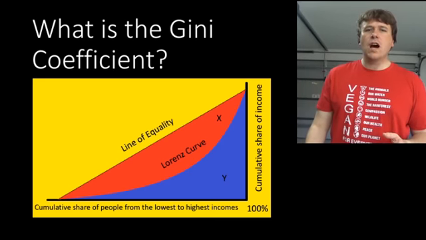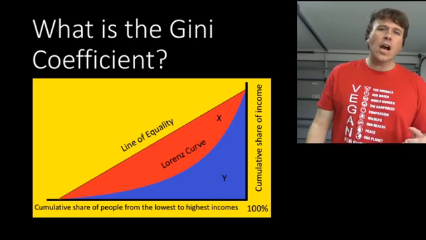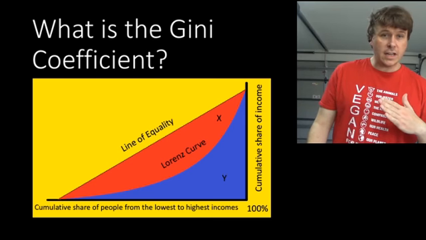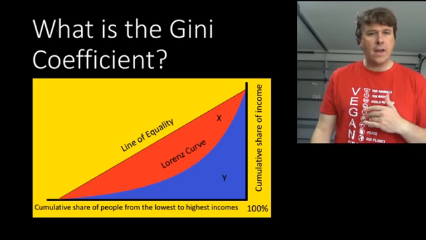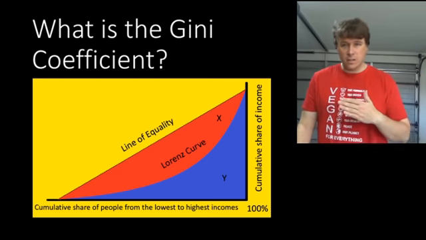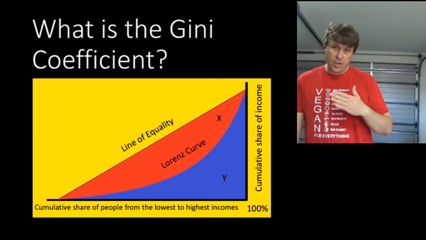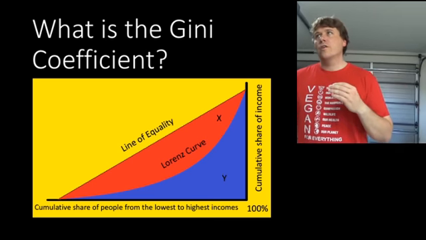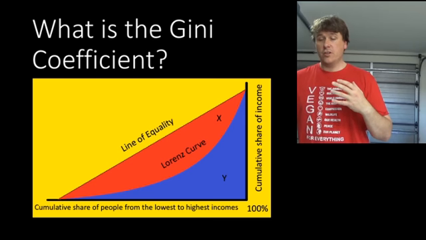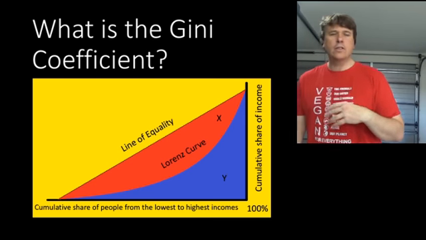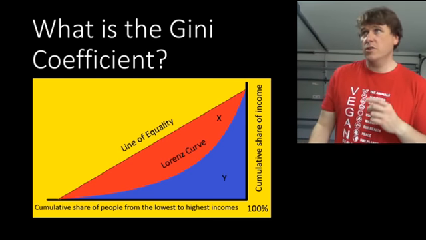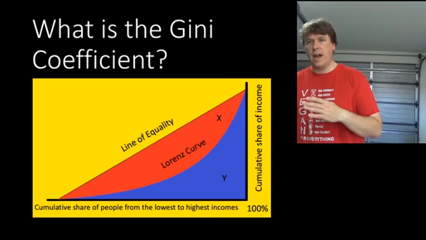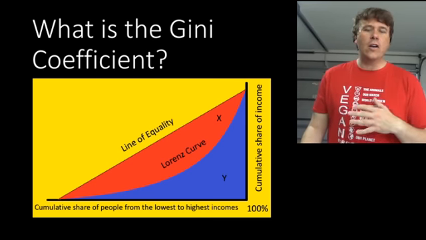As you can see from the diagram, we have a line of equality and we also have a Lorenz curve. The line of equality looks at the relationship between the share of people, from the lowest to the highest income, and the cumulative distribution of income. Take, for example, that the lowest income in your country is 50,000. Your second lowest is 50,000. Your third lowest is also 50,000. And your highest income is in fact 50,000. That would be perfect equality.